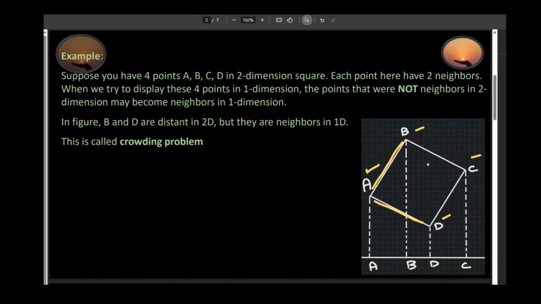Now, let's say I project these points from two dimensions to one dimension. The points that were not neighbors in two dimensions, for example, look at this point B and D. These are not neighbors, but they become neighbors in the low dimension. B and D became closer. So this is called the crowding problem. The points that are distant in a high dimension become close in a low dimension.